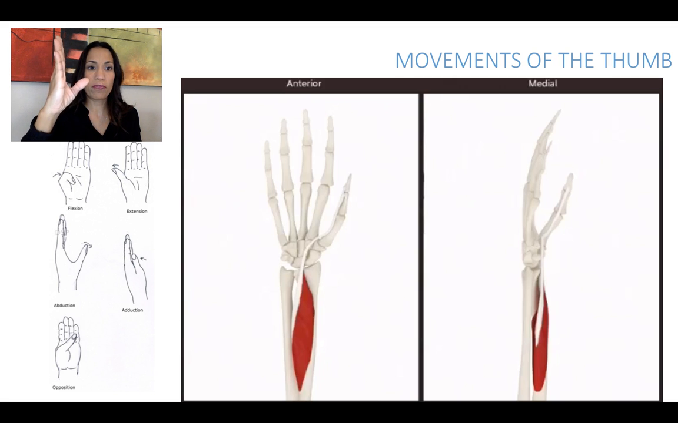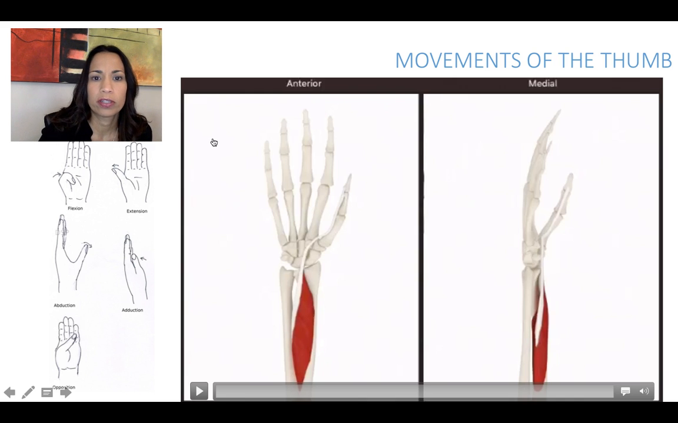Now looking at the abduction and adduction. Abduction, you move it to the frontal plane, right in front of you. And this is adduction. So adduction, abduction, adduction. Look at it like this, abduction, adduction. And opposition, remember, is when you touch the other fingers.